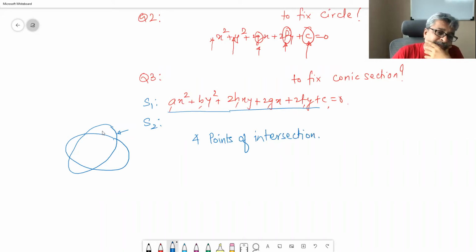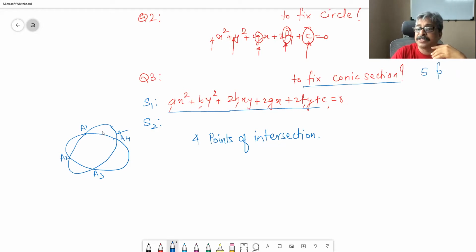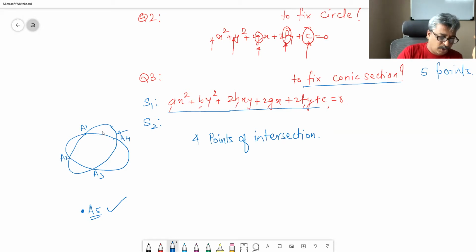So, if I expect another conic to pass through these 4 points, A1, A2, A3, A4, then I can say there are infinitely many conic sections which will pass through these 4 points. Why? Because for fixing a conic section, you require 5 points. Correct? So, if I ask you to find the equation of the conic section which passes through A1, A2, A3, A4 and A5, then it is unique, it will be fixed. And we don't know what it will be. It could be a parabola, ellipse, hyperbola, maybe a coincident straight line or a point, whatever. Do you understand this?